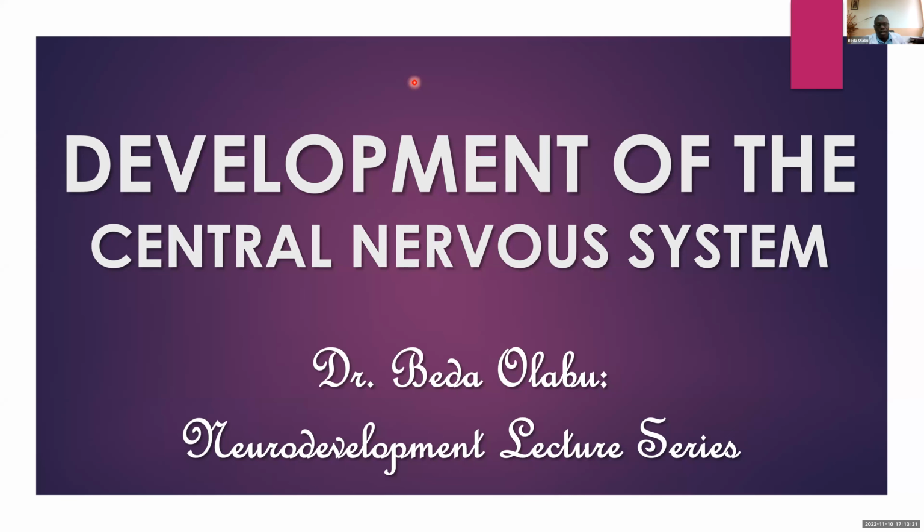So I'm going to do a review of basically how the CNS develops, and then we'll give a summary of the malformations of the central nervous system. There are really many. I'll try to highlight the key aspects.